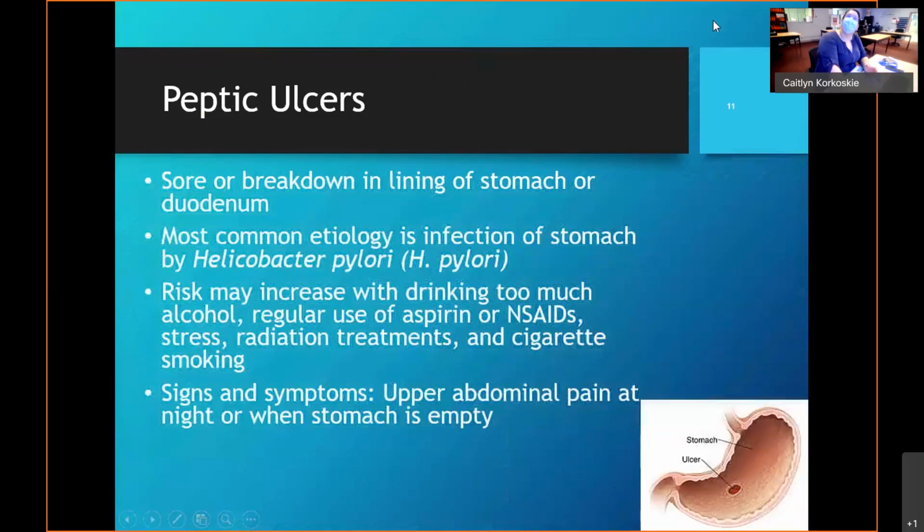Oop, having issues with the flowbacks. Uh-oh.